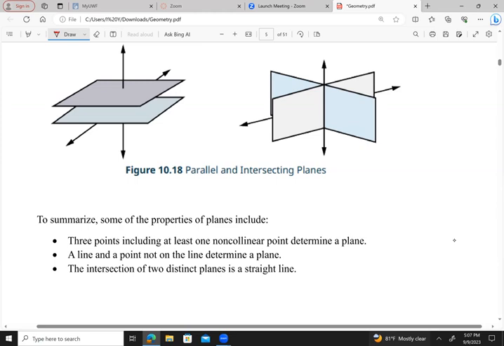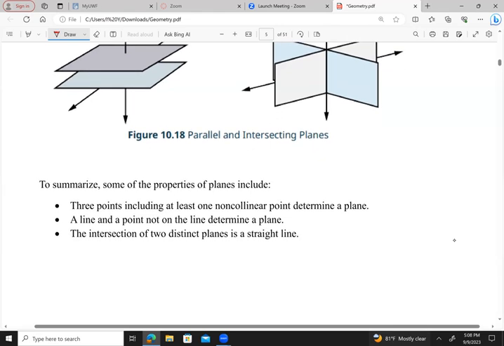Okay, so summarizing, 3 points, including at least one non-collinear point, determine a plane. A line and a point not on the line determine the plane. Same thing, right? 2 points define a line. And the intersection of two distinct planes is a straight line.